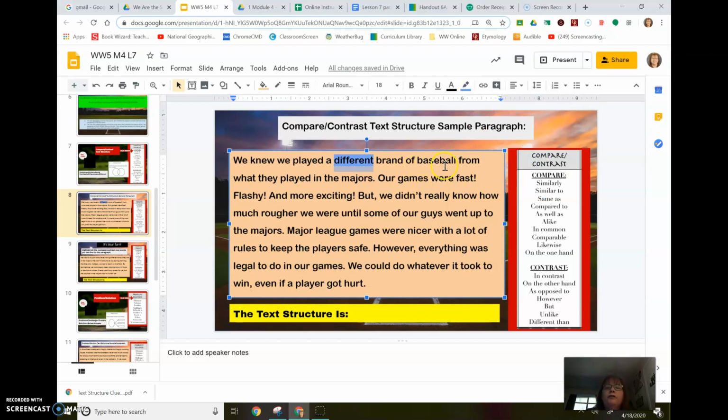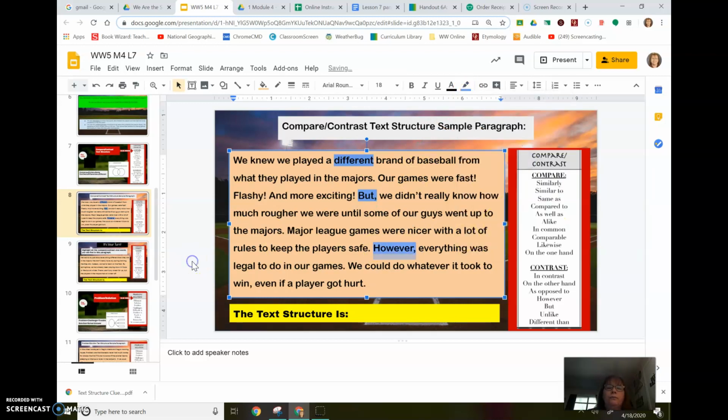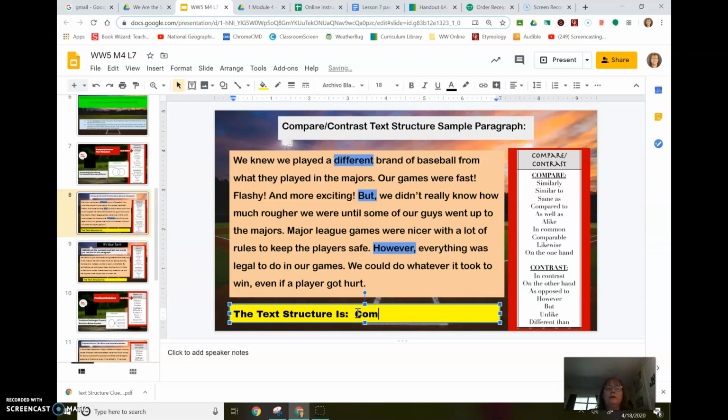All right, different brand of baseball from what they played in the majors. Our games were fast, flashy, and more exciting. But that's a clue word to show that they are going to tell how it is different. But we didn't really know how much rougher until some of our guys went up to the majors. Major league games were nicer with a lot of rules to keep the players safe. However, again, however is going to show how they are different. Those are the three clue words we can find in this paragraph. And for the yellow text box at the bottom, the text structure is compare and contrast.